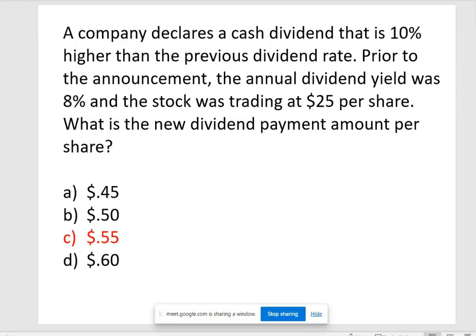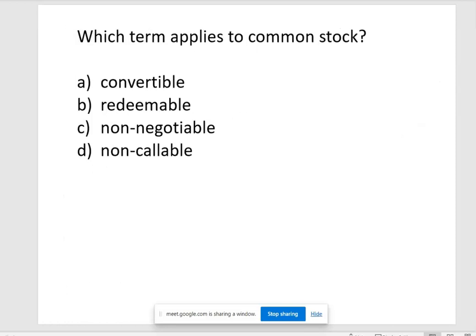Okay. So let's go on to our next one. Next question is: which term applies to common stock? A, convertible; B, redeemable; C, non-negotiable; or D, non-callable.